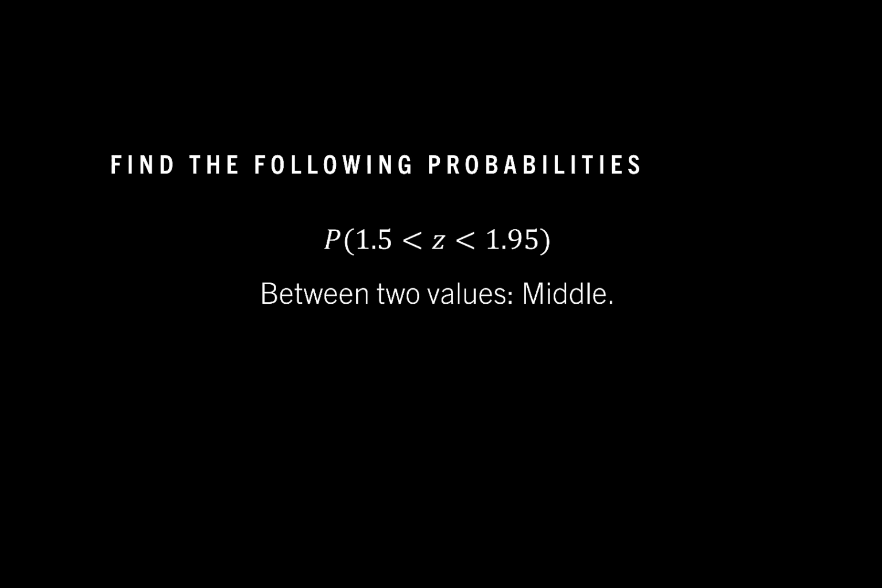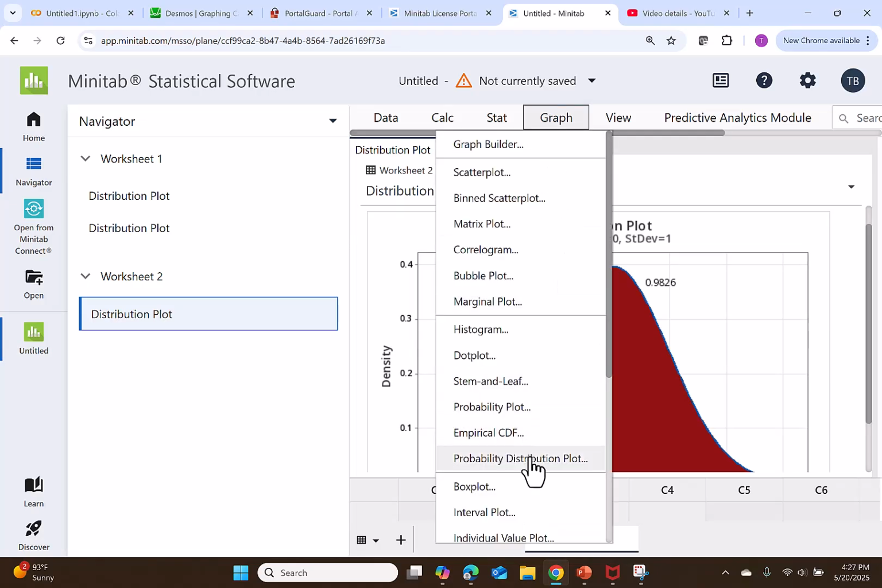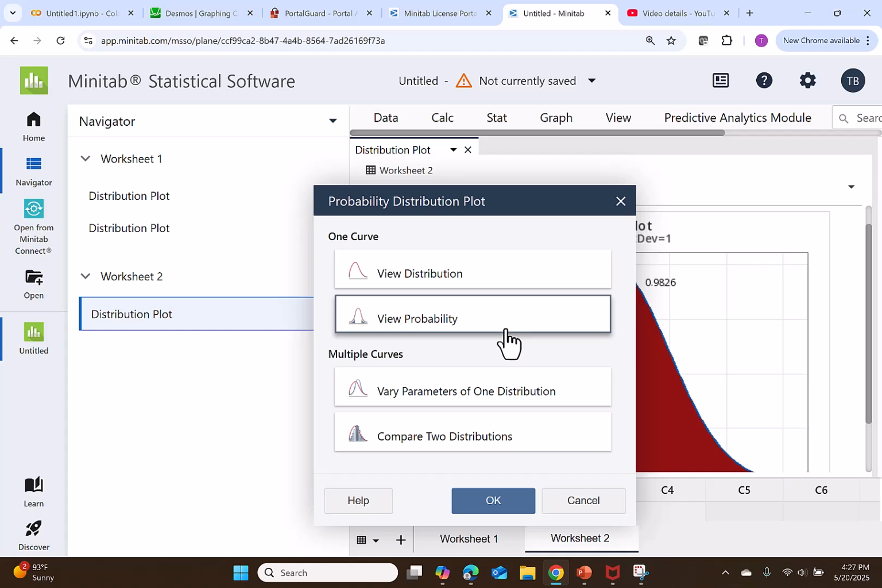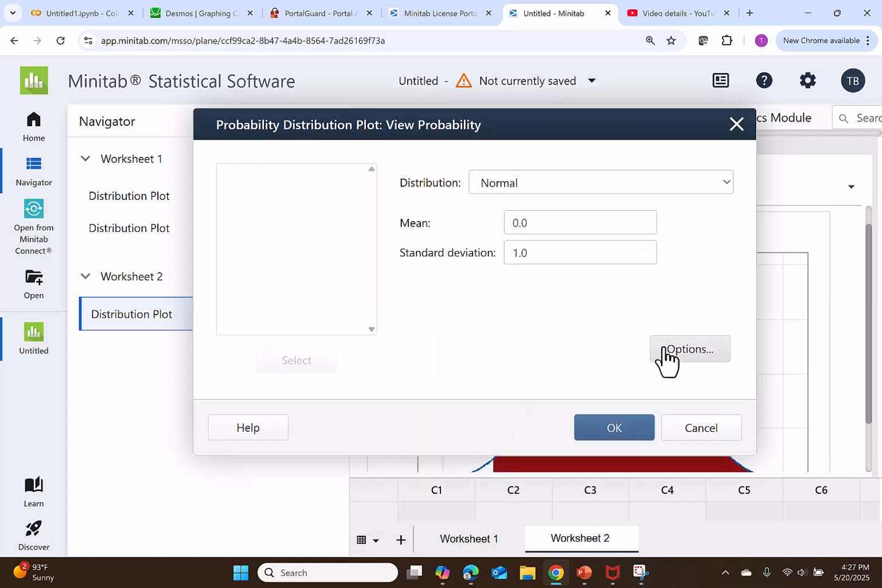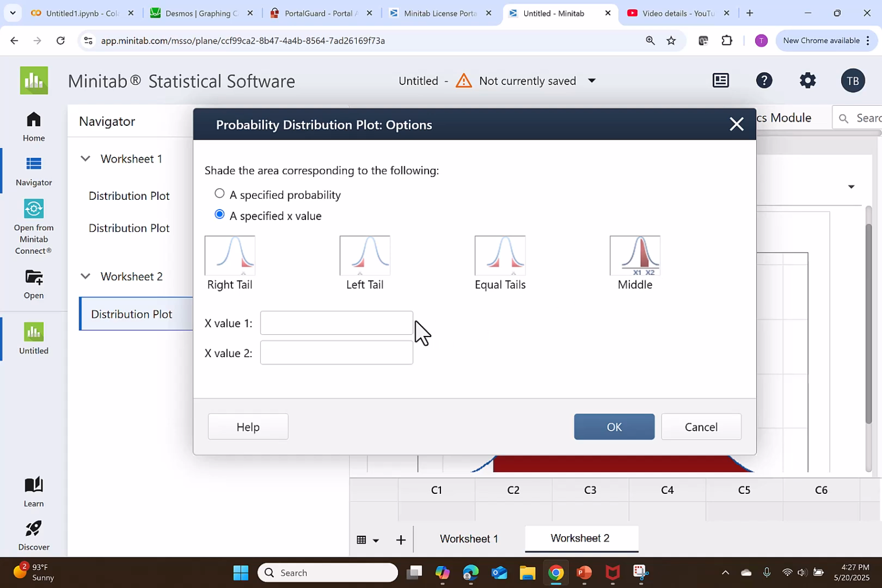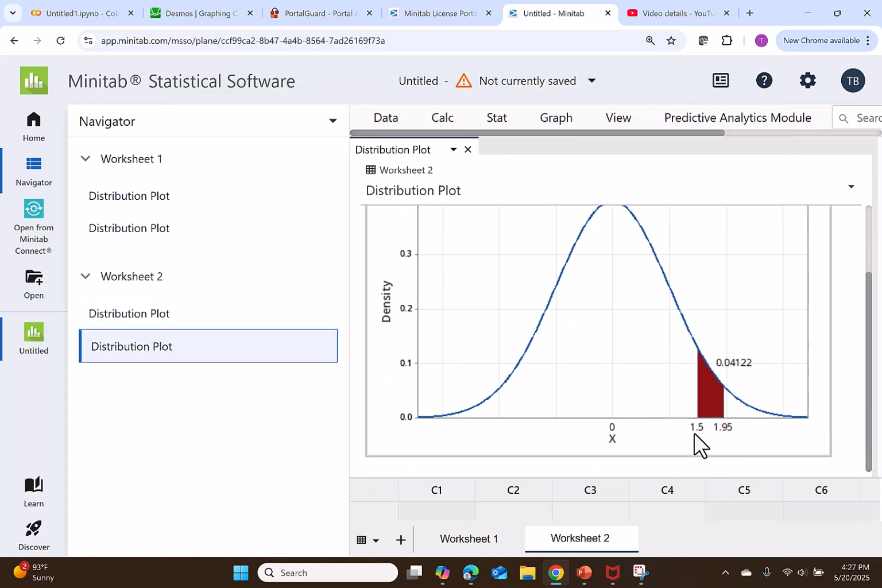Now let's find the probability that z is between two values. In this case, I have z is between 1.5 and 1.95. Minitab is going to call this the middle. I want you to think of the middle being between two things. It's not the middle of the distribution, but the middle of two numbers. So we repeat our steps of graph, probability distribution plot, view probability. In the options, we go to middle. It asks for the two values. I'll put the smaller one first, 1.5, followed by the larger, 1.95. Here, our shading from 1.5 to 1.95 gives us a total probability of 0.04122.